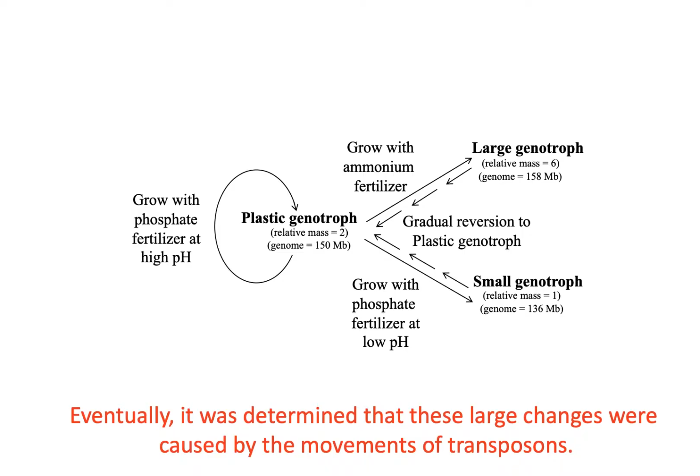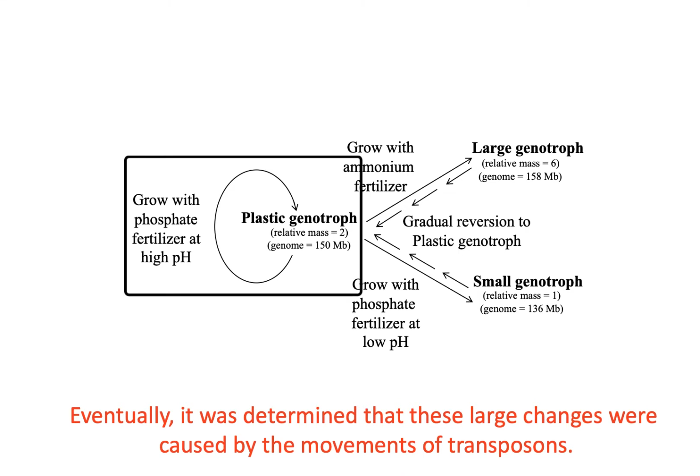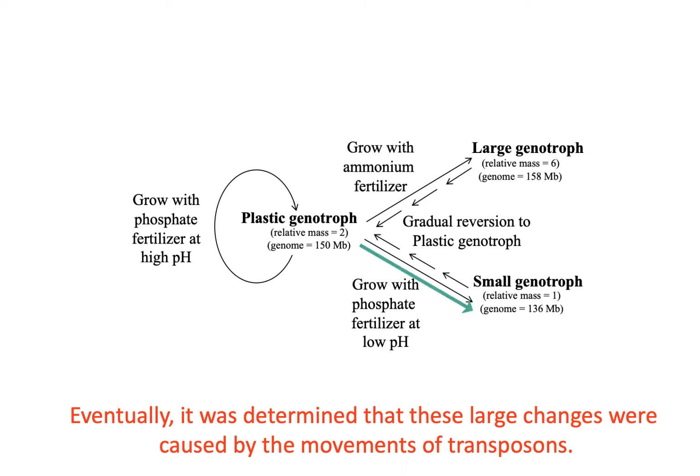So this is just that diagrammatically. If the plants are not under stress and you start with the plastic genotroph, they remain as the plastic genotroph. If you grow them under stress, then they revert to a small genotroph, and all the progeny are of the small genotroph. And if you then put those small plants under no stress, then they eventually revert back to the P type. But if you give them high amounts of fertilizer, then they'll revert to the large genotroph, and they will remain in the large genotroph as long as you keep that selection on.